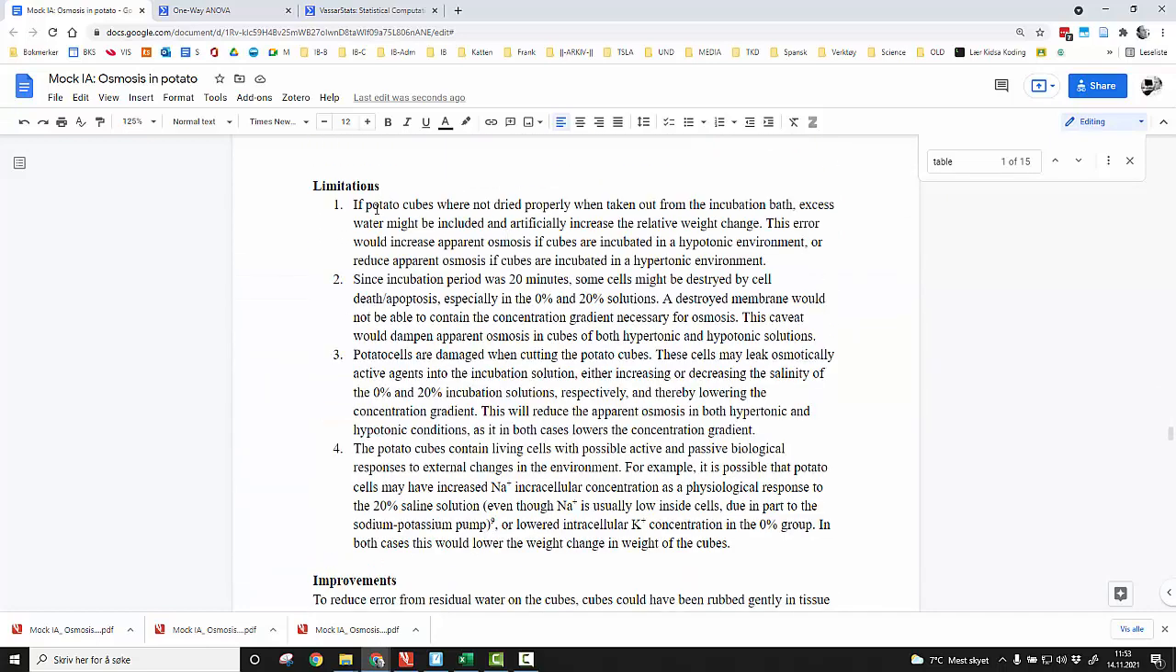Then limitations, very important part of the study. And instead of writing about how I could have been inaccurate while making the saline solutions and so on, I understand that this would affect the real data very little. So instead I talk about the residual fluid on the cubes when you remove the cube from the bathing solution. That could be a significant fraction of the weight of the cube.